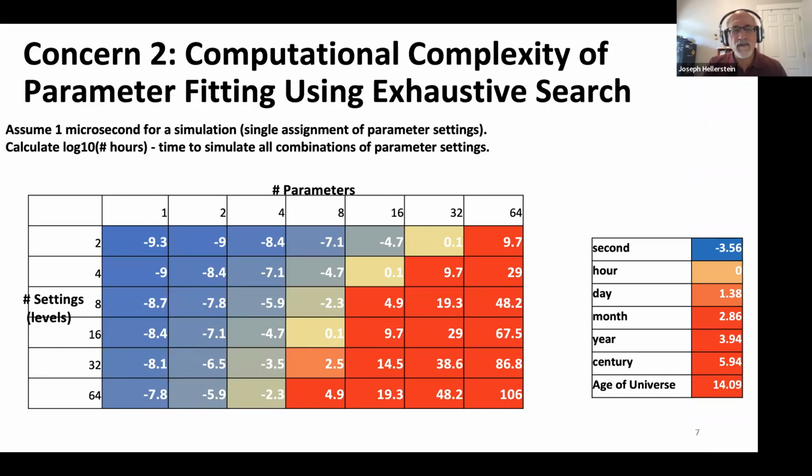The reason why I can look at the number of settings is that each different setting gives an assessment of the RMSE, the residuals, the sum of the squares. Each setting requires doing a simulation, and that's where we add up the time over here.